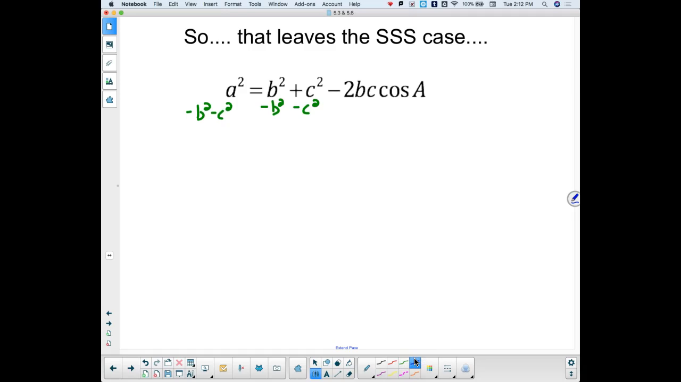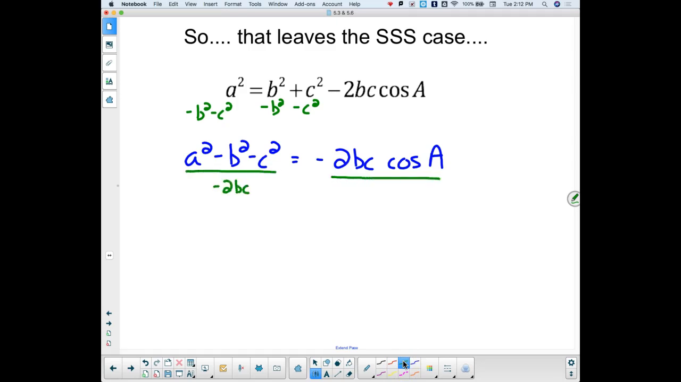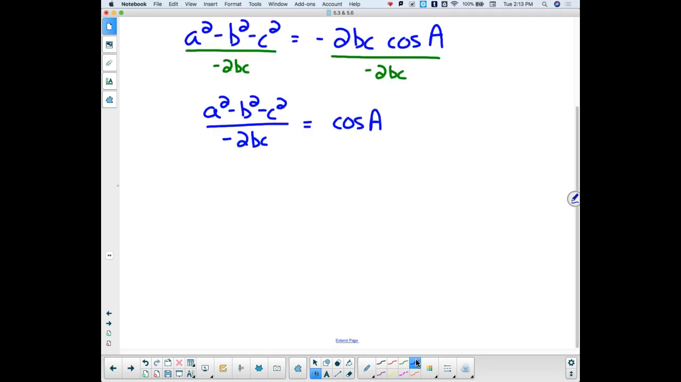That's going to give me a squared minus b squared minus c squared equals negative 2bc cosine of A. Then I would divide both sides by negative 2bc. That's going to give me a squared minus b squared minus c squared divided by negative 2bc equals the cosine of A. Which is all good. We can utilize that formula if we want for the law of cosines.